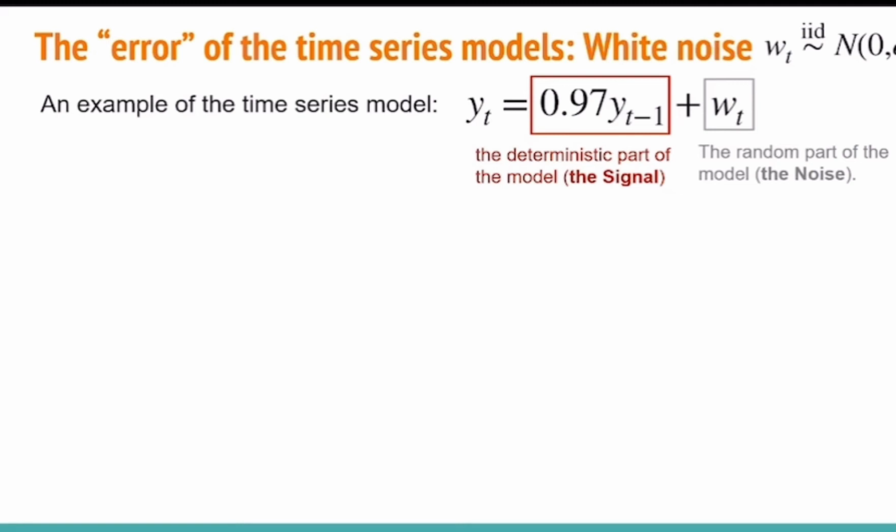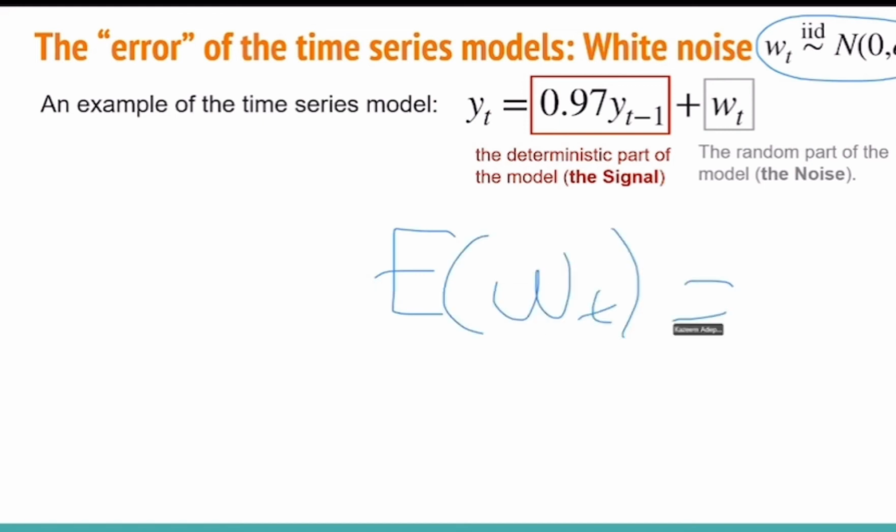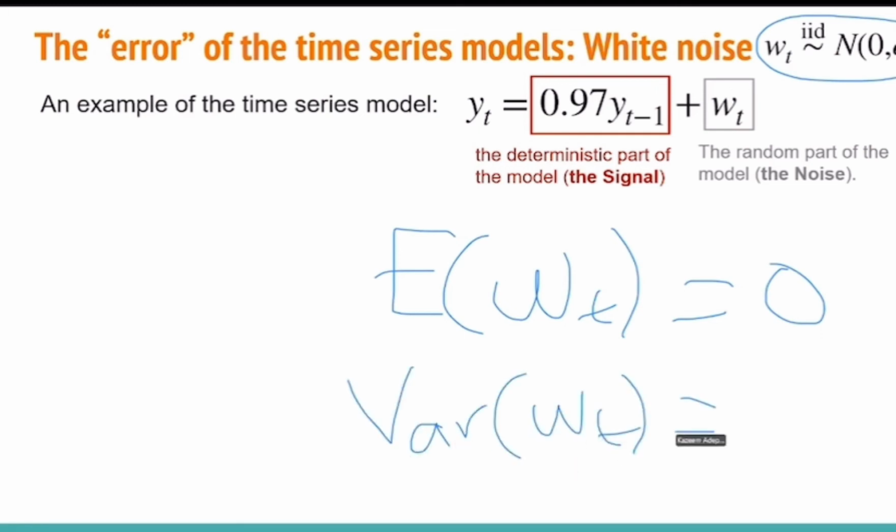And of course, that is the reason why we have an assumption here that the random part, the residual, the error here, should behave like a white noise. If the error behaves like a white noise, what do we mean? It means the expected value of that will be equal to zero, and the variance of that is going to be equal to sigma squared. That's exactly what we mean.